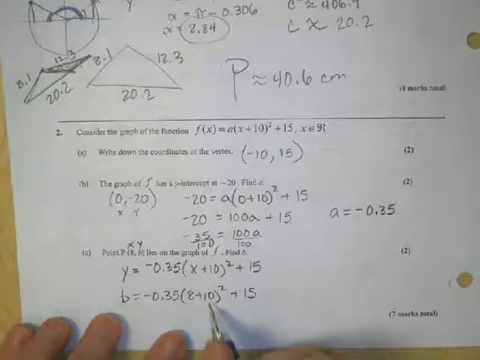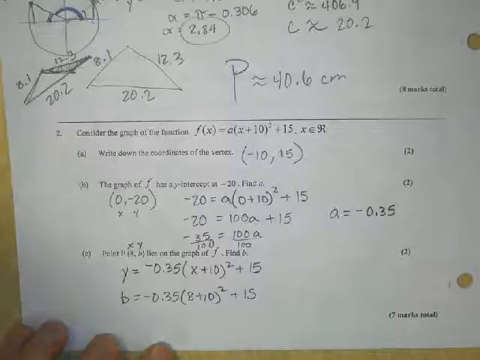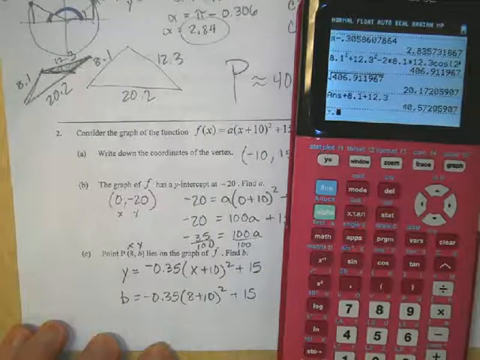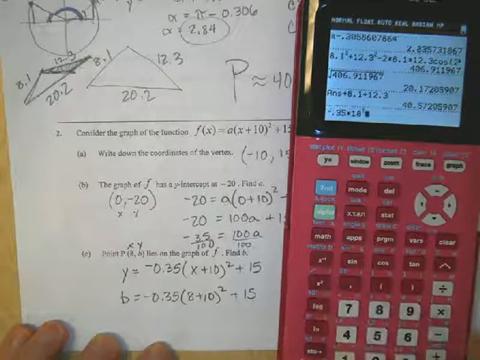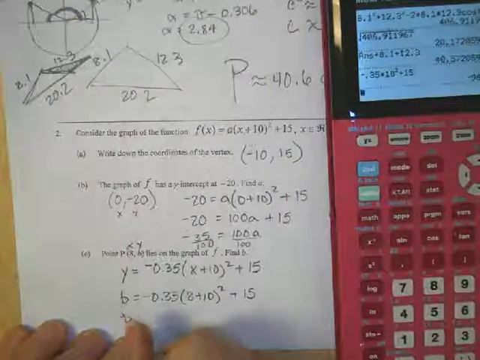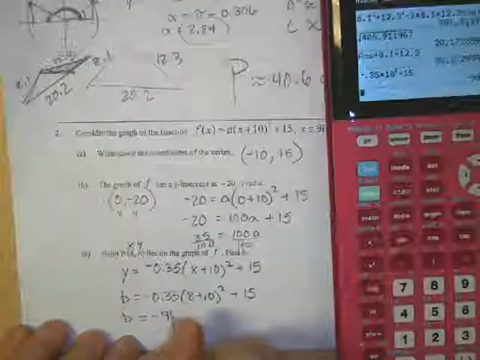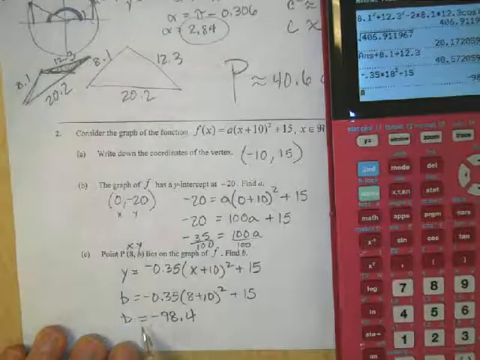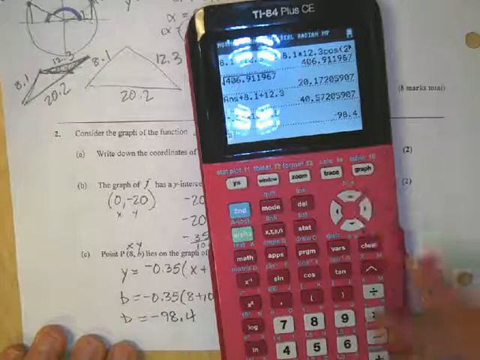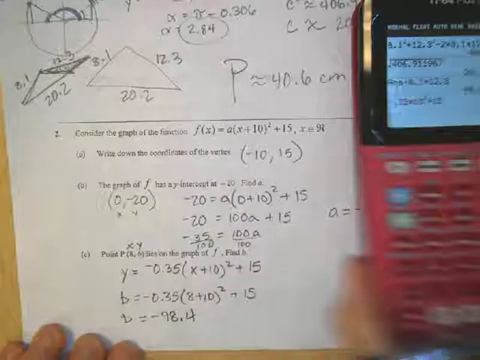So I'm going to go ahead and just put that into my calculator, because we're allowed to use a calculator, so why not? So -0.35 times 18 squared plus 15. And that gets me that b is at -98.4. No need to use a squiggly, because I don't have to round it off. It is exactly -98.4. And there it is. That was number 2. Sweet.